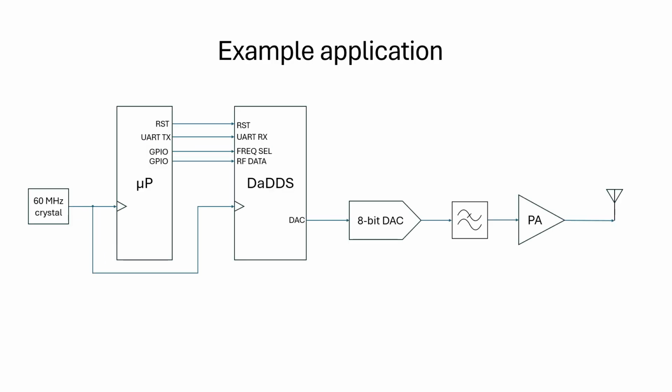This diagram shows how my DDS can be used as an RF transmitter. It's controlled by a microprocessor, and its output is connected to a DAC. The DAC output has a DC offset, which is then removed by a low-pass filter. Finally, the output signal passes through a power amplifier and is sent to an antenna.